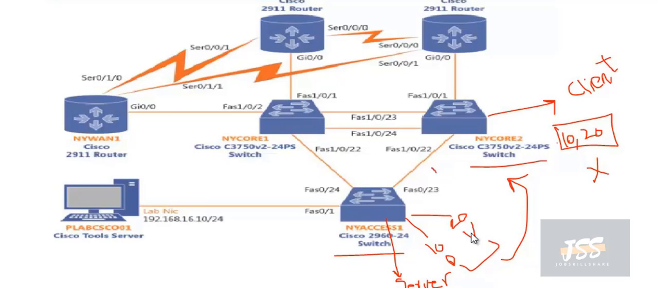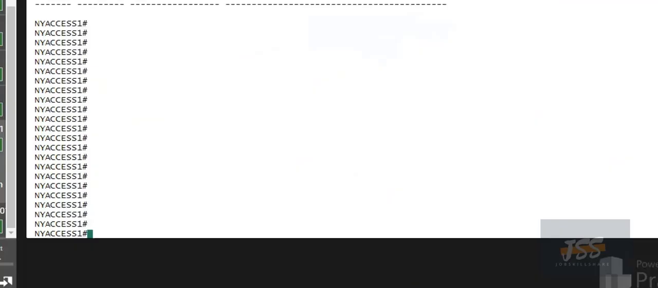This is the trunk link configured between the two switches, which is very important. We are on the NY access1 switch now.